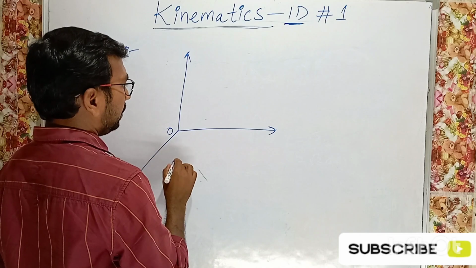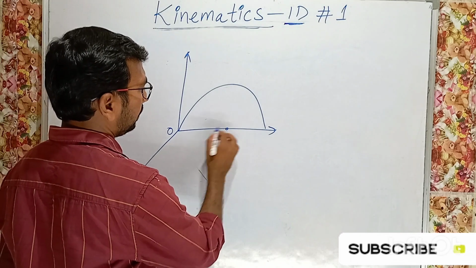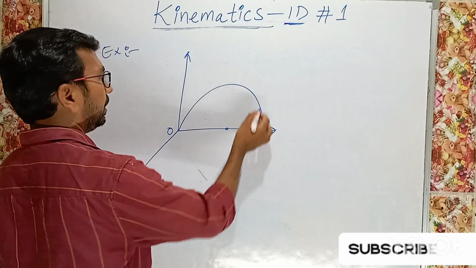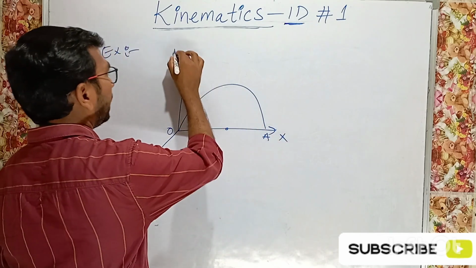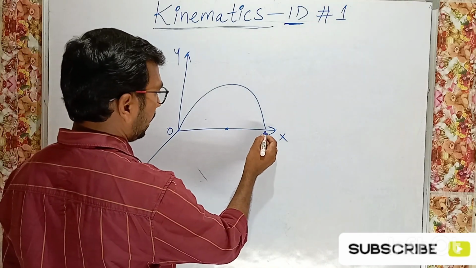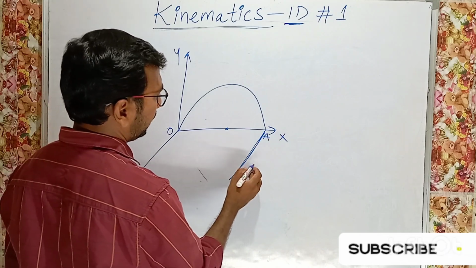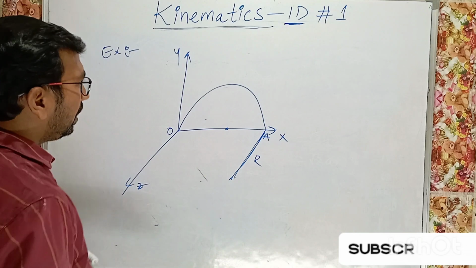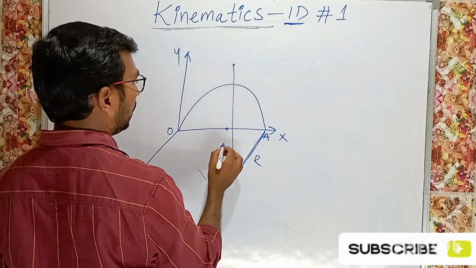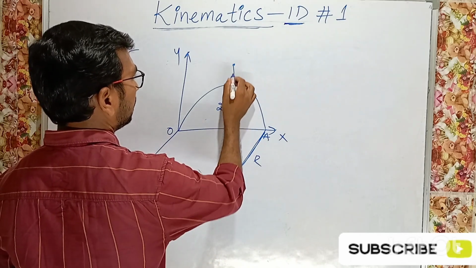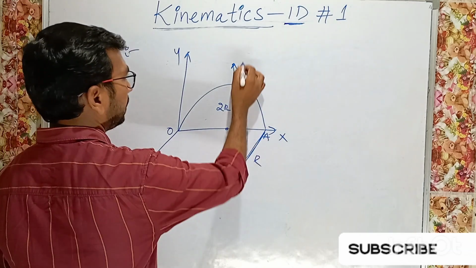So this is the origin. O to A is a semicircular path of radius R. This is the x-axis, this one is the y-axis, this one is the z-axis. He moves parallel to the z-axis, r distance, and then parallel to the y-axis, 2r distance. So in this case you have A to B, and this is C.